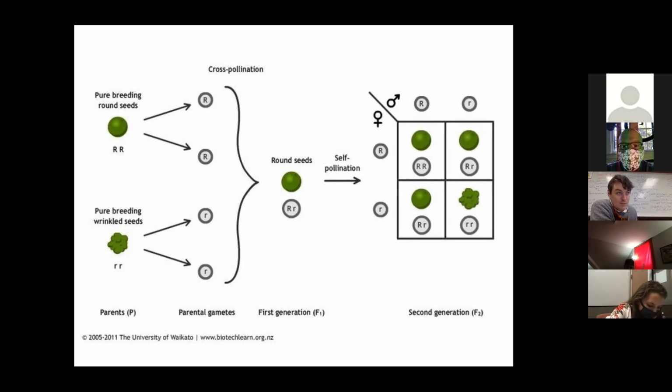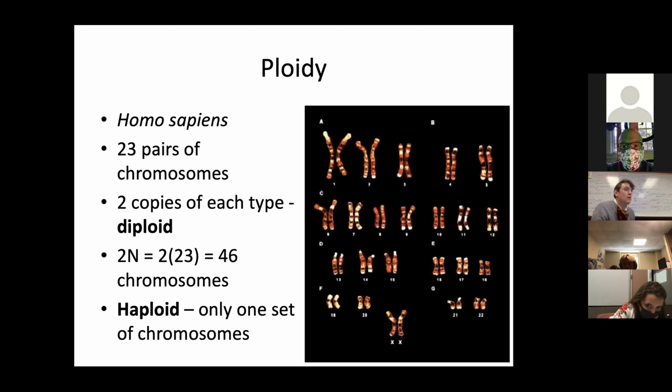Of those 4 possible outcomes, there are actually only 3 possible genotypes, right? Big R, little r. And how many possible phenotypes are there? 2. Yeah, good.